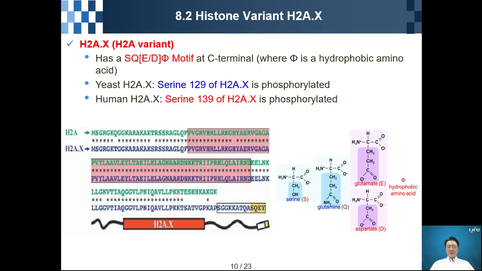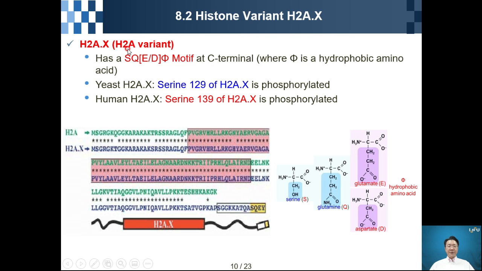Okay. So in this slide, I will explain the second subject, histone variant H2AX. H2AX is an H2A variant. This is the H2A protein sequence. The first line is the H2A protein sequence, and the second line is the protein sequence of H2AX. If you see here, H2AX is longer than H2A.